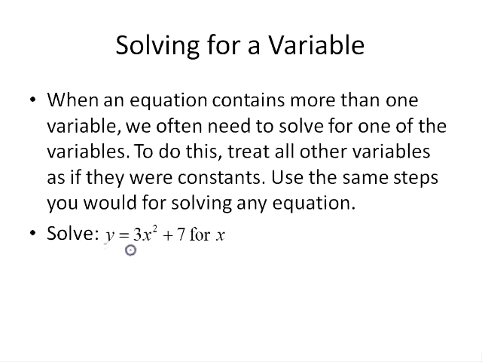So let's look at y equals 3x squared plus 7. If we want to solve this for x, first we've got to find where our x is. If there's x in more than one term, we have to look at it a little differently. But here our x is only in one term, and it's an x squared. So we want to use the process of solving by taking the square root on both sides and using our square root property.